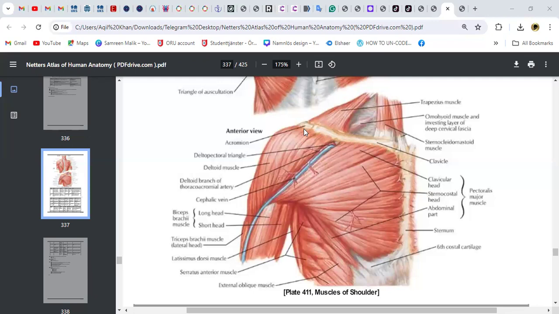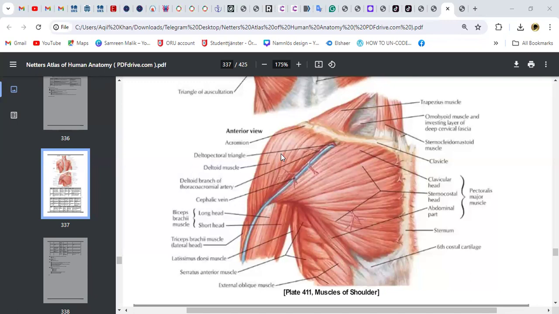Right? So that you'll be able to see from the back. So where does it insert? It inserts basically here, at the deltoid tuberosity of the humerus, right? It's innervated by the anterior and the posterior branches of the axillary nerve, or you could say simply by the axillary nerve.